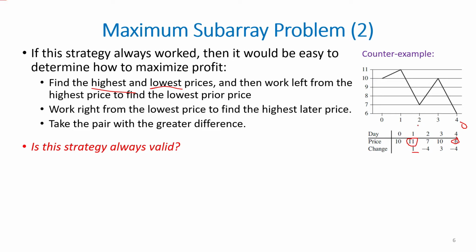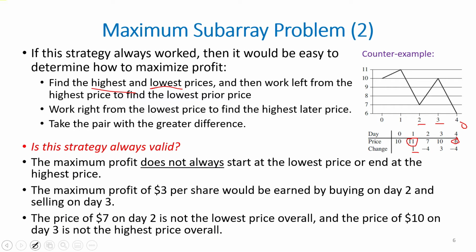Looking at this graph, however, we see that if we buy the stock on day 2 and sell it on day 3, we would be able to make a profit of $3, which is higher than $1. So where did we make the mistake? The problem is that our assumption in the strategy was not correct. So the maximum profit does not always start at the lowest price or end at the highest price, as we saw in this example. With this said, we are now ready to define the maximum subarray problem.